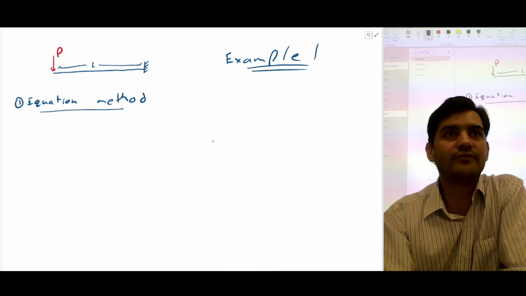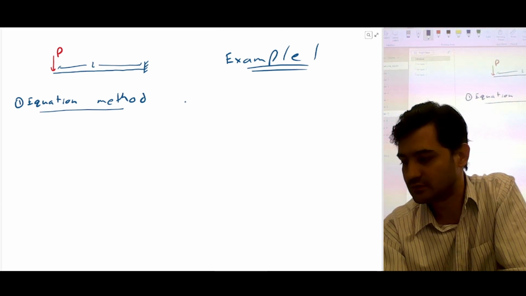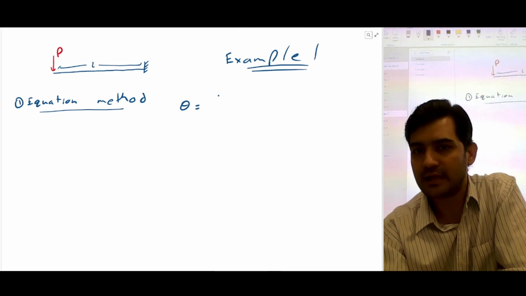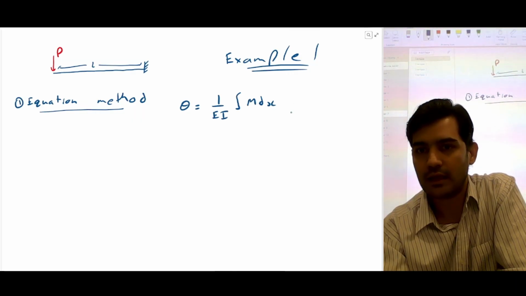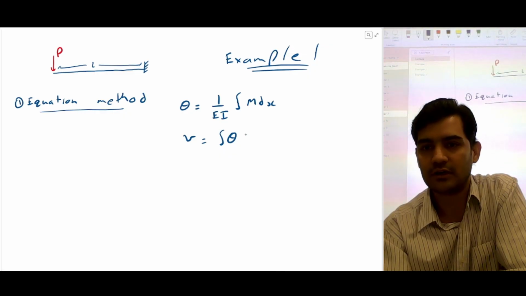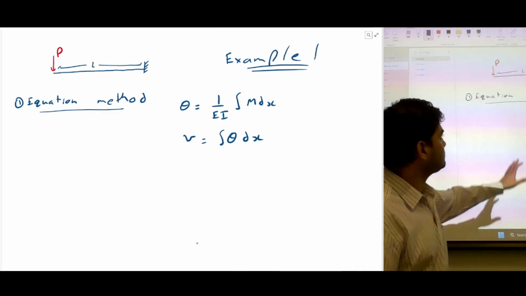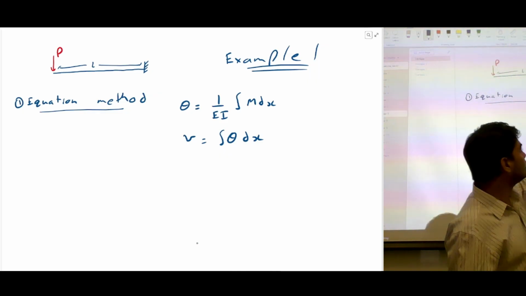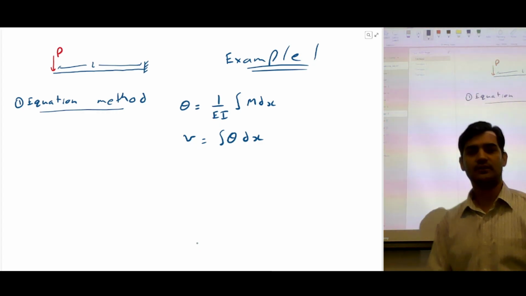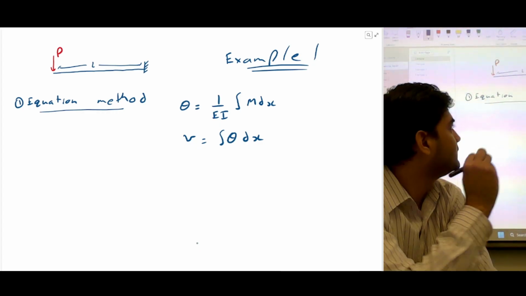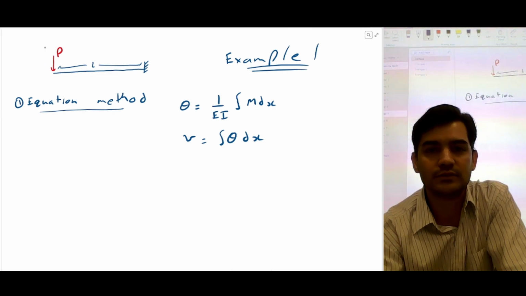So for the equation method, we have to use equations, and we have two equations. If you want to calculate the bending angle, it's going to be 1 over EI integral of M dx. If you want to calculate displacements, it's going to be the integration of the bending angle. So all we need to do is calculate the moment. Once we have the moment, then we can calculate the bending angle. So let's try to solve for this.